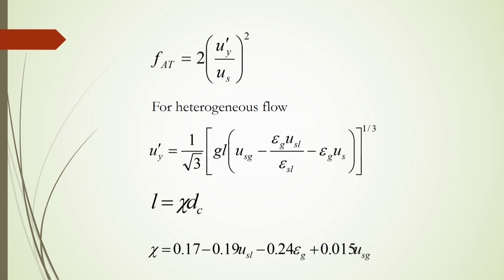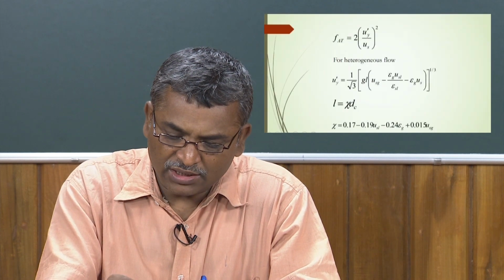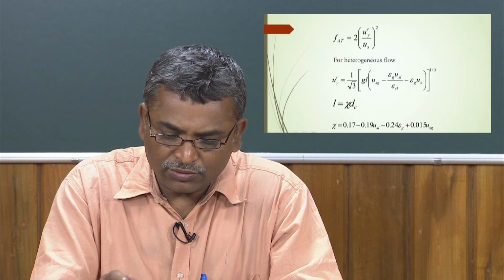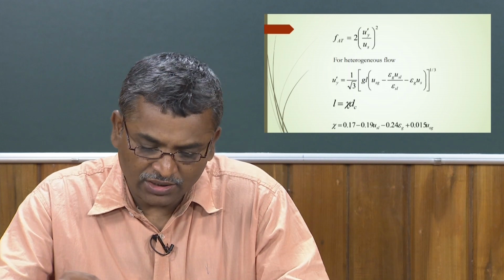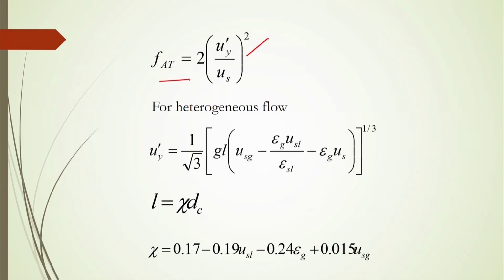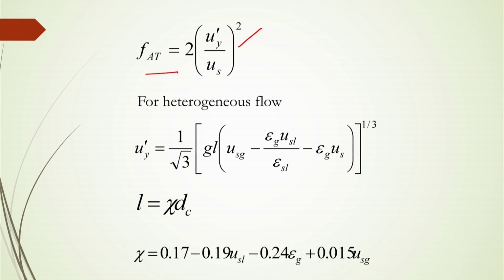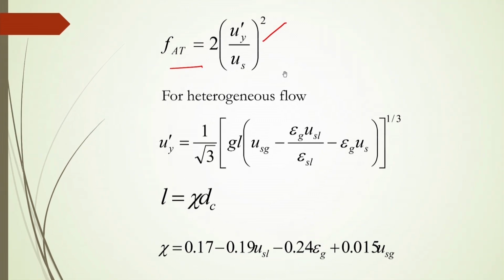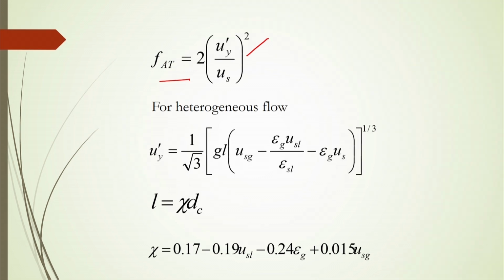If your fluidized bed is in such a way that your y directional velocity fluctuation is the dominant one, then this F A T, due to this dominant velocity fluctuation of the y direction, will be u dashed y by u s. What is this u s? U s is nothing but the solid velocity, and here this is the fluctuating velocity in the y direction.